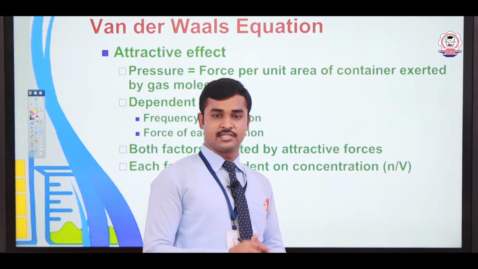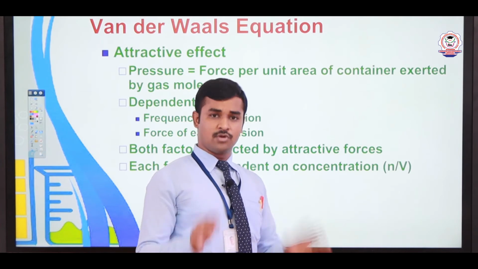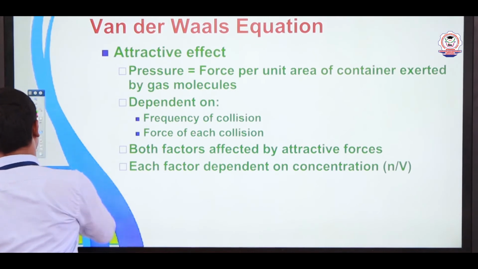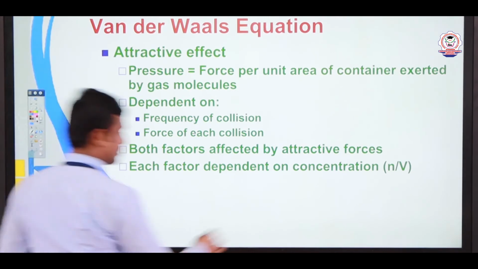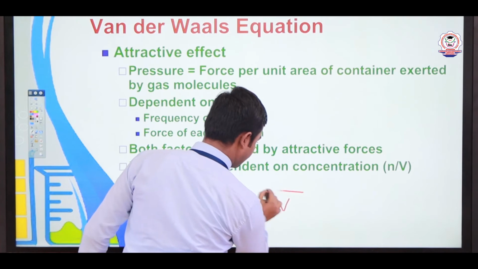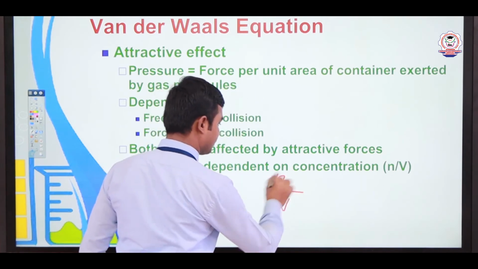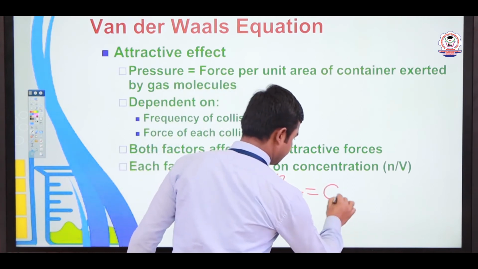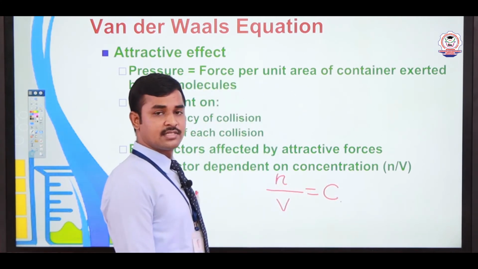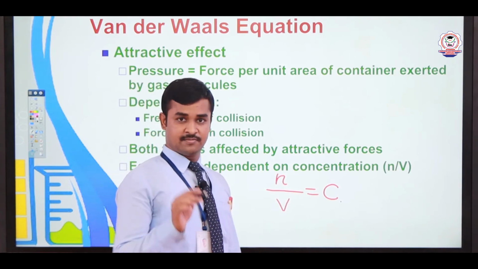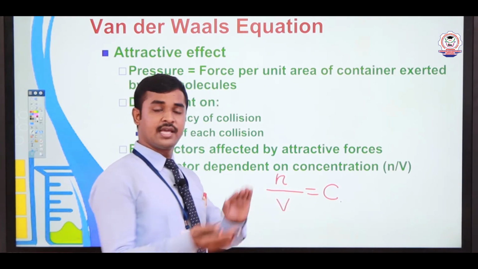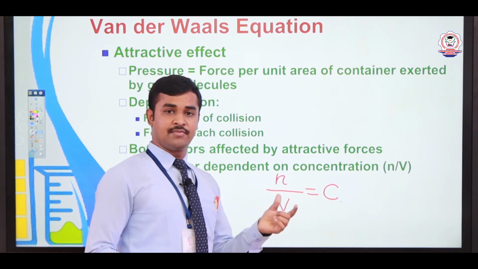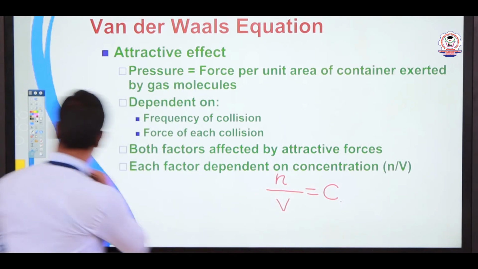Concentration is how many moles are present in a given volume. You can write the volume as V and the number of moles as n. So the number of moles per given volume is the concentration C, which we can write as n divided by V. This concentration value is to be added to the pressure. So P is added with n by V. Note that as the first point.